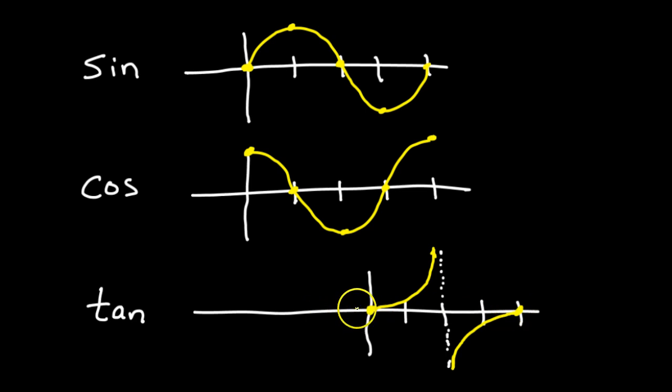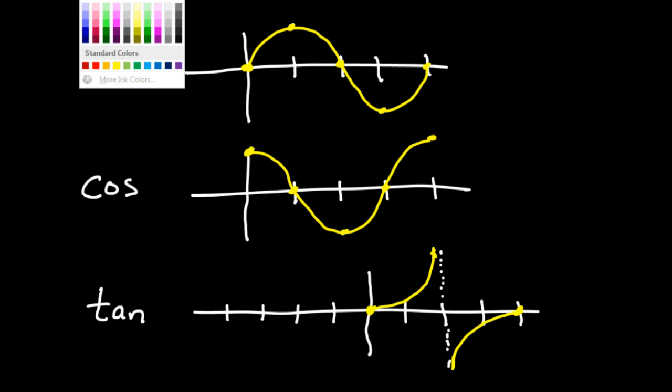Now, the reason why I put this all the way over here to the right with all this space going to the left is because whenever we graph the tangent function, we always graph two periods of it. So instead of graphing just one period like I did for sine and cosine, I want to show you what it looks like if we do a second period. So I'm going to put four marks to the left. 1, 2, 3, 4.